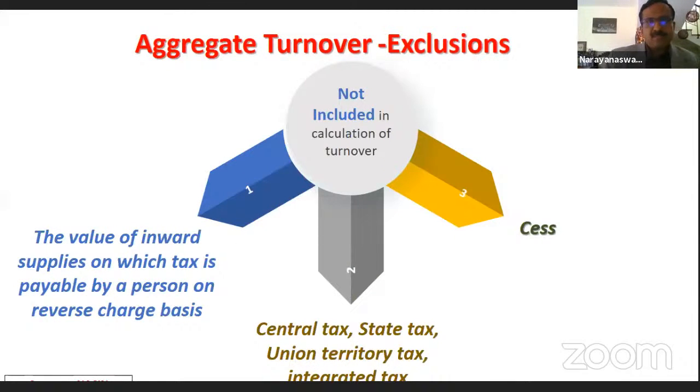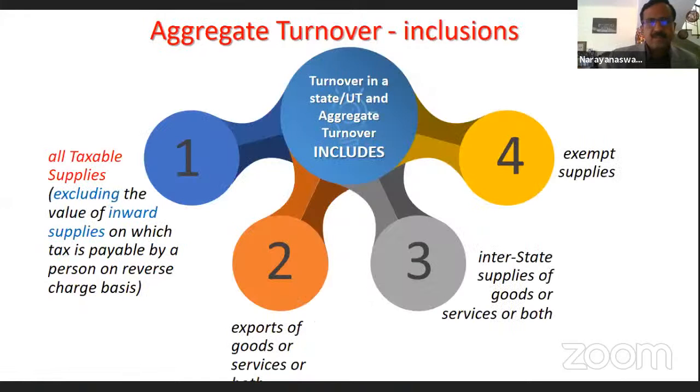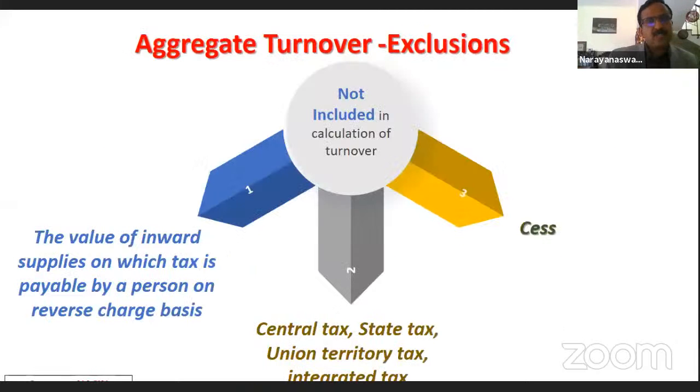So this is another way of representing what are all included in this slide. What are all included we have mentioned, but what is not included is mentioned in this particular slide. That is, inward supplies value will not be taken into aggregate value. Then whatever the taxes he has paid under GST will not be taken, and whatever the cess he has paid will not be part of the aggregate value.